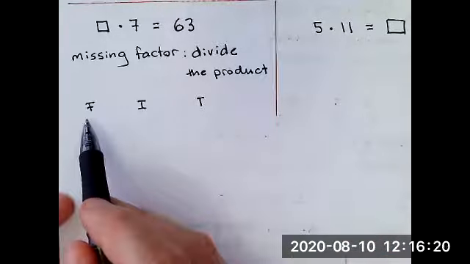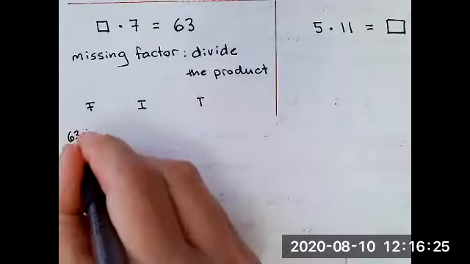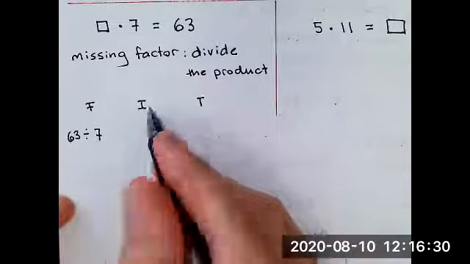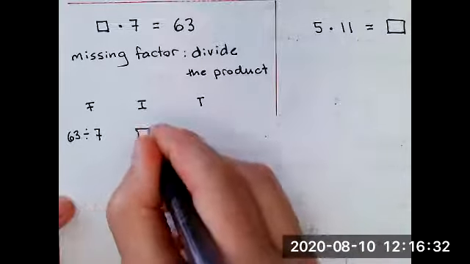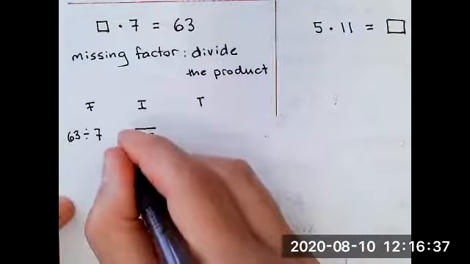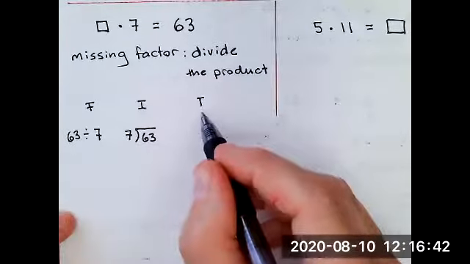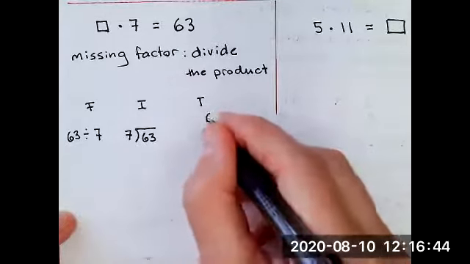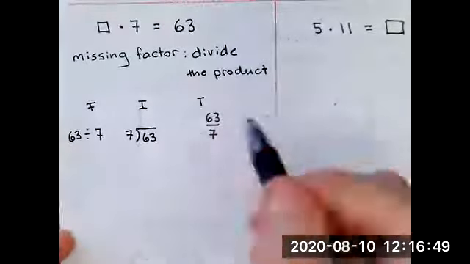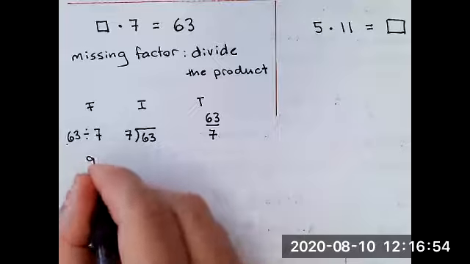So F stands for first. That's 63 divided by 7. I stands for inside. So you put the product on the inside. Remember, the product is the answer. T stands for top. So you put the product on top of the fraction. Of course, this one's easy to do in your head. 63 divided by 7 is 9.